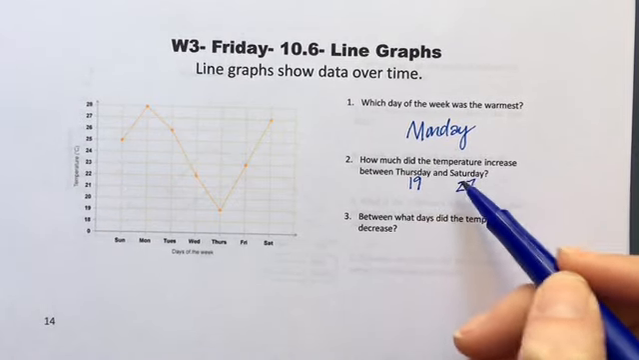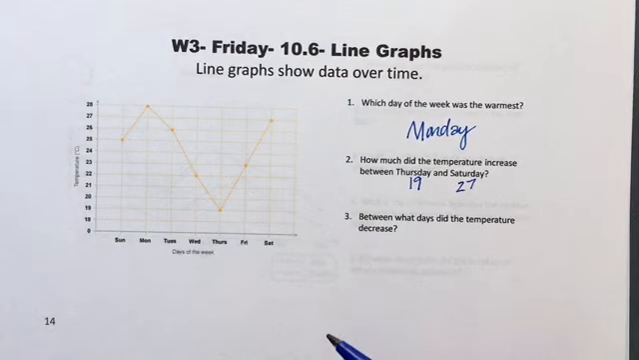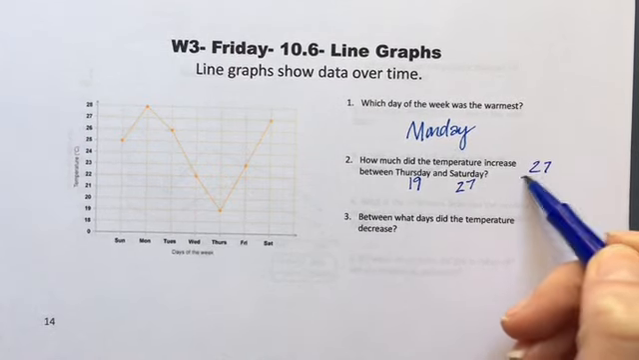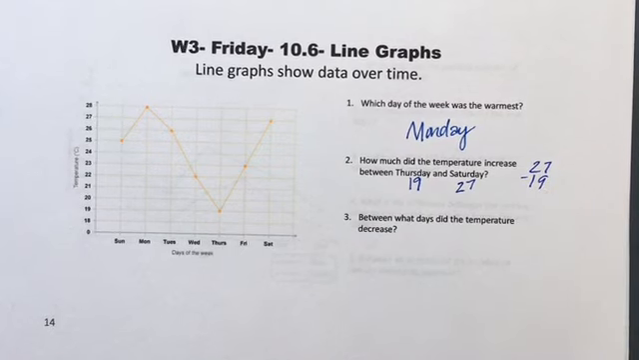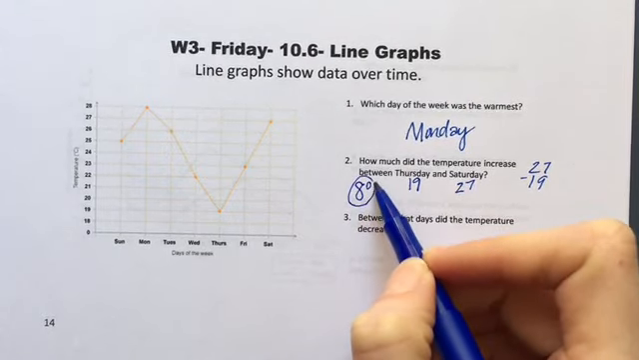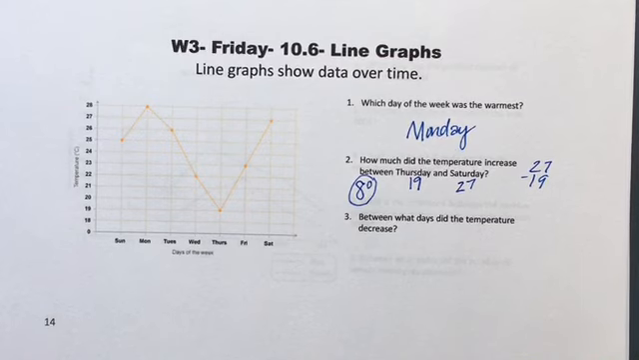So from 19 to 27, how much of an increase is that? Or how could you find that? Well, you could do 27 minus 19, or you could just count up from 19 to 27. Go ahead and find that if you haven't yet. What is the increase there? It is 8 degrees. So it increased 8 degrees.